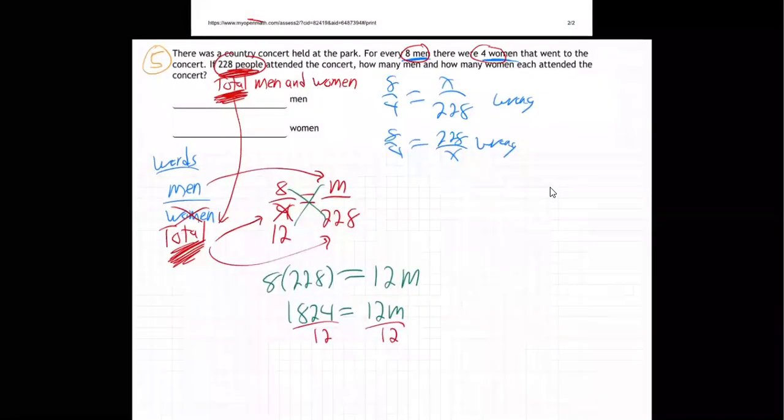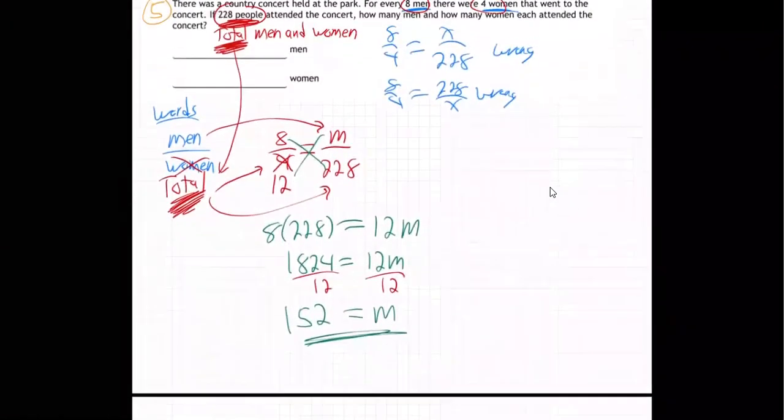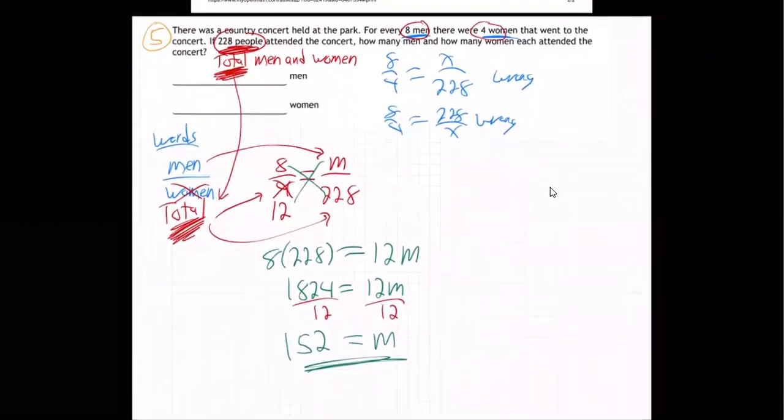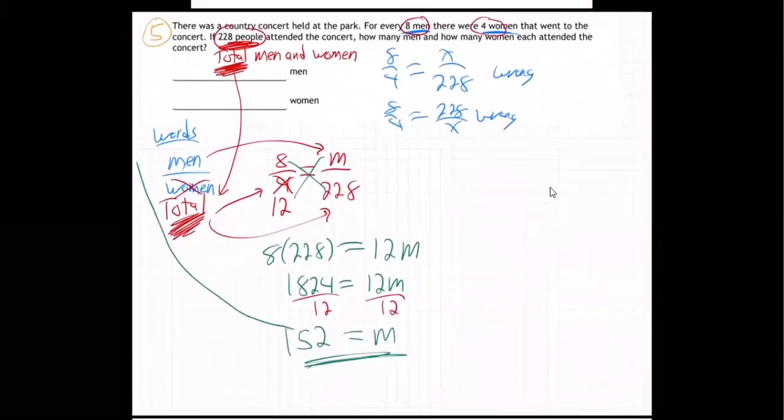And what do I get here? M is 152. So 152 men, right there. So we can bring that up here. 152 men. And what's going to be the easiest way to find out how many women?